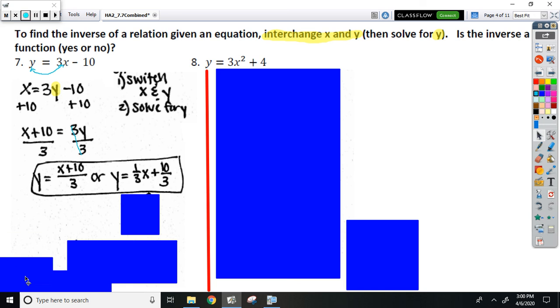left. And there's two ways you can write this. You can either put just x plus 10 over 3, or you can split it up and make it 1/3 x plus 10/3. I don't care which way that you write that.